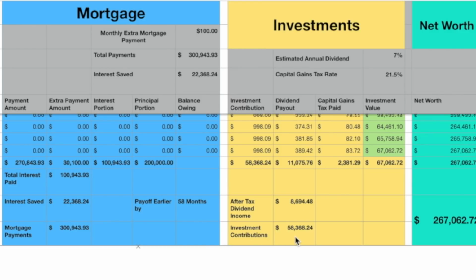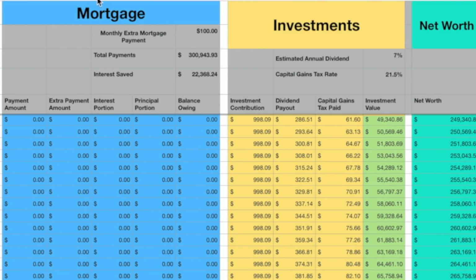And the investment contributions are $58,368 here. So the total net worth, $267,000. And we can see how those numbers are generated. So this is just an analysis of what's actually going on to generate these numbers.